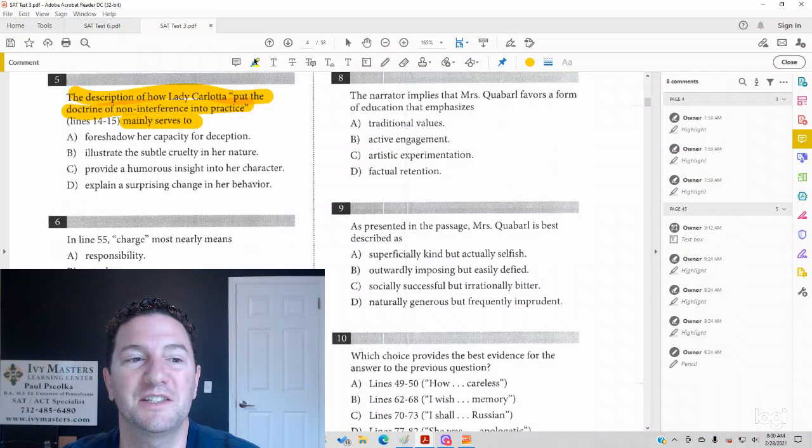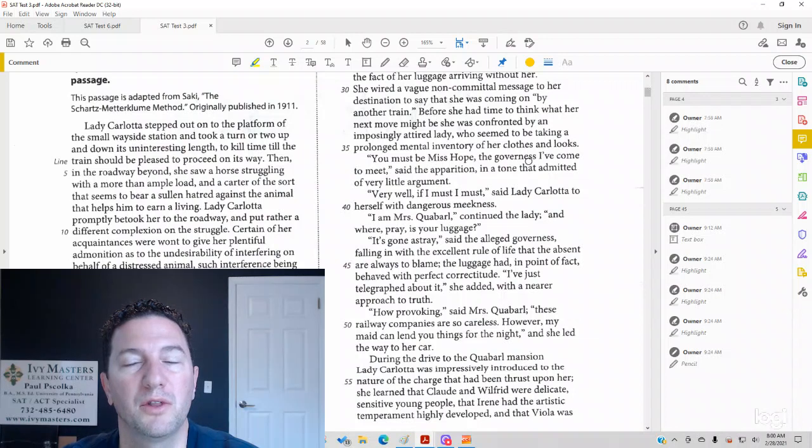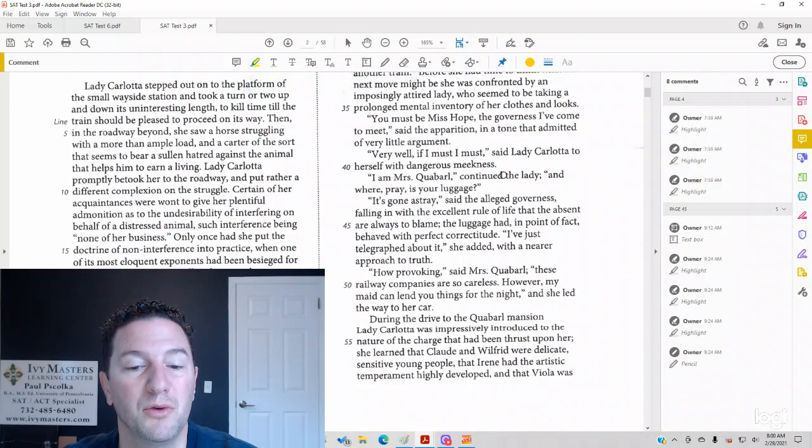Today we're going to look at Test 3, Section 1, Number 5, which reads, the description of how Lady Carlotta put the doctrine of non-interference into practice mainly serves to what? So, for a line reference question, you've got to make sure you read before and after. So, we're going to start from the beginning here to get some context and get the tone.